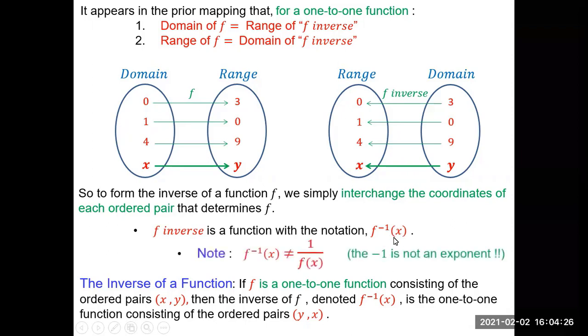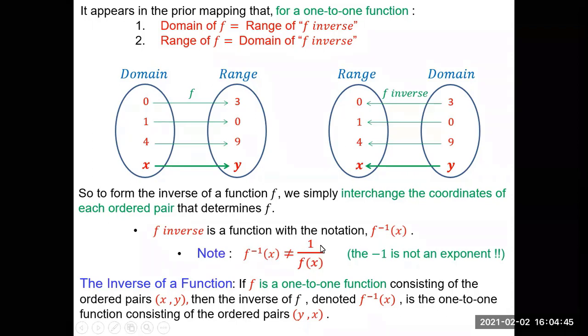Now let's be very careful, because this little quantity here, this -1, is nothing more than a symbol that denotes the inverse of a function. That -1 does not denote an exponent. So we can't think of it as an exponent like we would by taking the reciprocal of a function. So f inverse of x is not the same as the reciprocal. So let's look at how to actually find the inverse of a function.